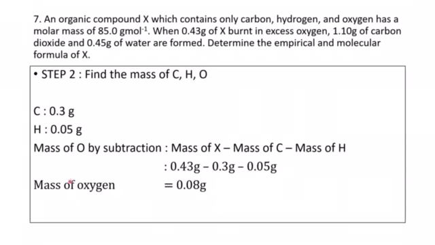Now we already found the mass of carbon and the mass of hydrogen. So now we need to find the mass of oxygen. How do we find the mass of oxygen? It's very easy. Just subtract the mass of carbon and the mass of hydrogen from the mass of X, and we get the mass of oxygen, which is 0.08 gram.